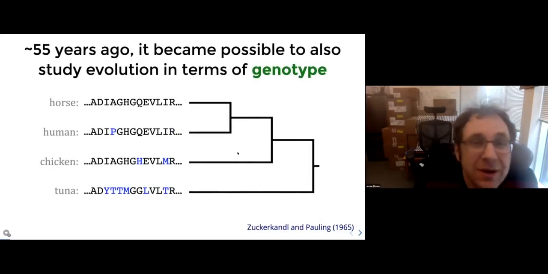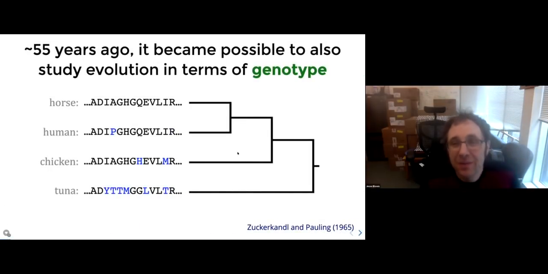So it was only about 55 years ago that it became possible to also start to study evolution in terms of changes in genotype. So one of the first studies of this kind was by Emil Zuckerkandl and the famous chemist Linus Pauling. And what they did is they obtained the myoglobin protein sequences from a variety of species, and they arranged these sequences in sort of a tree-like structure based on the similarity of the sequences. And we've all become very used to thinking about evolution in this way.